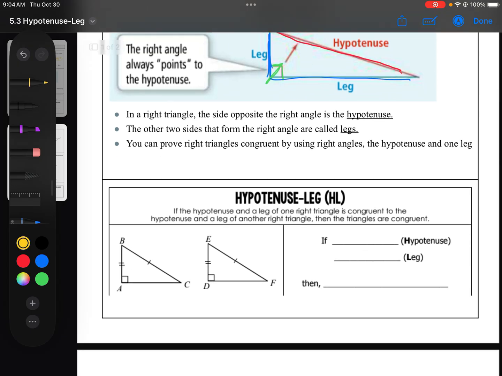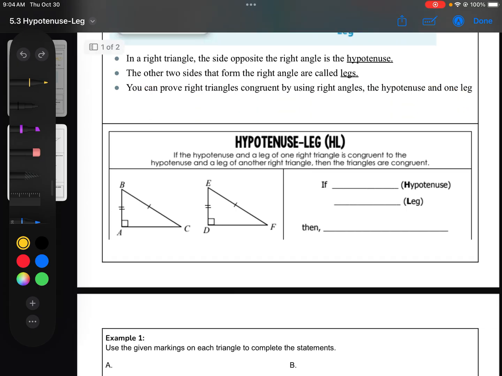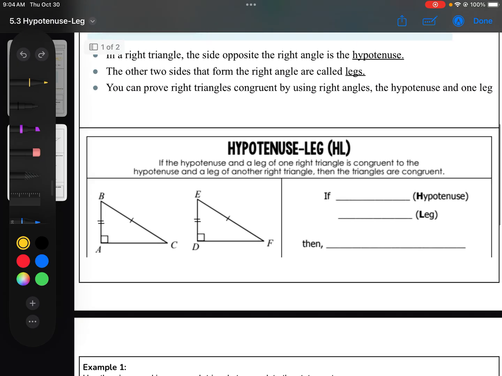So you can prove a right triangle congruent by using the right angles, the hypotenuse, and one leg. So here is the theorem, the hypotenuse leg theorem. It says if the hypotenuse and a leg of one right triangle is congruent to the hypotenuse and leg of another right triangle, then the triangles are congruent.